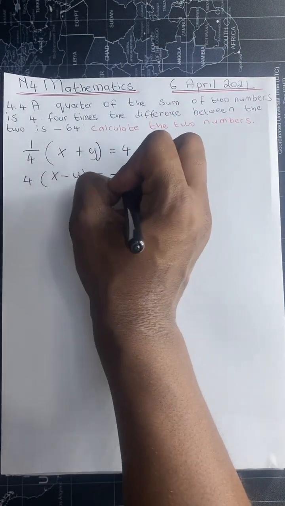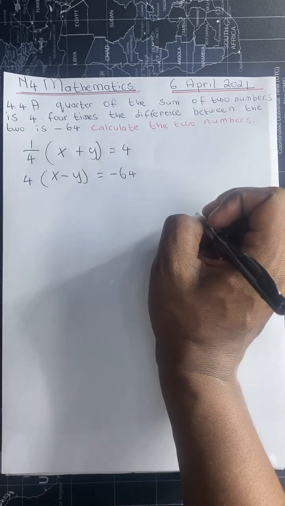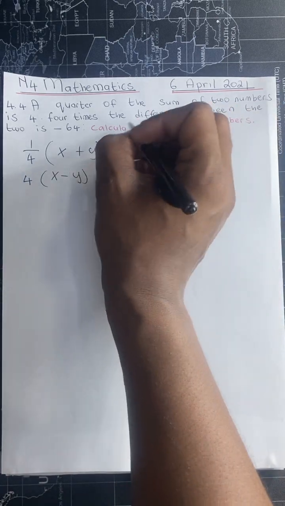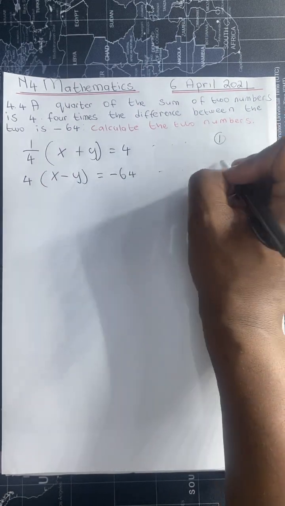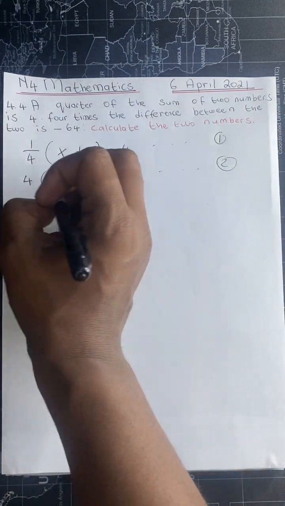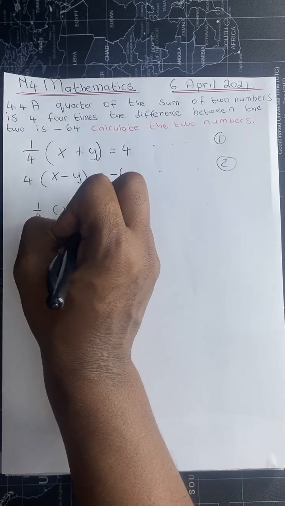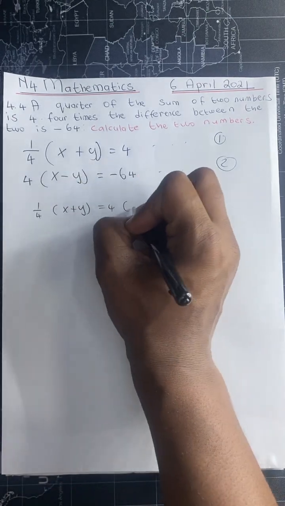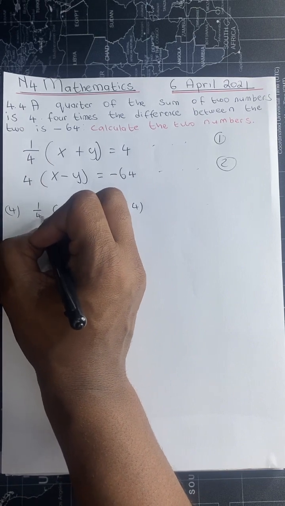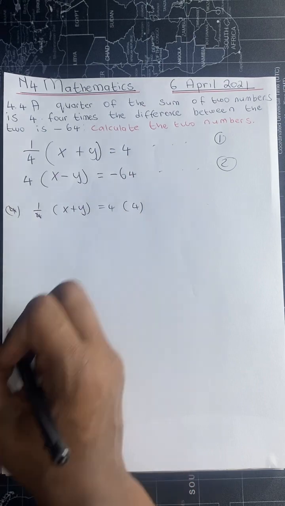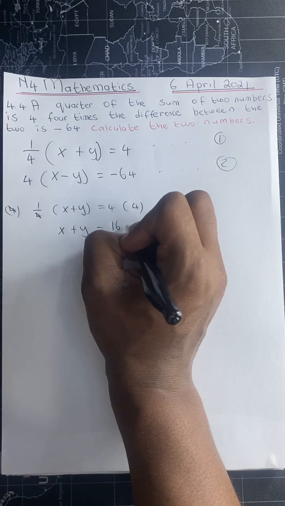4 times the difference between the two is equal to -64. In the memorandum, they forgot to include the 1/4, so we won't get the same answer as they did in the memorandum. So the instruction is to calculate the two numbers. We have two equations and two unknowns. So let's take the first equation and multiply both sides by 4 so that we can eliminate that fraction of 1/4. So that 4 will cancel out, and we'll have x plus y is equal to 4 times 4, which is equal to 16.